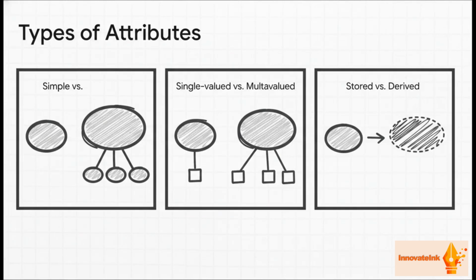And what's cool is that attributes themselves can get kind of interesting. They're not all the same. For example, you can have a simple one, like first name, or you could have a composite one, like address, which is really made up of smaller parts, like street, city, and state. You can also have single-valued attributes, like your age, you only have one, or multi-valued ones, like phone numbers, because you might have a few. And finally, some are stored, like your birthday, while others are derived, meaning we can calculate them, like figuring out your current age from that birthday.